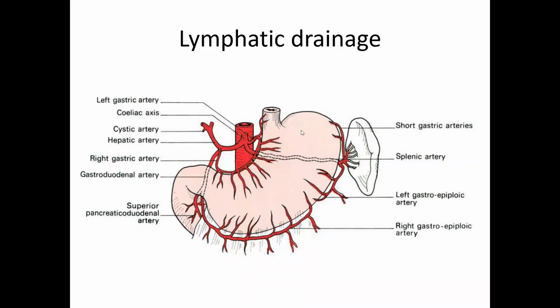So lymphatics will also follow that same way. Those lymphatics which are towards the gastric side will go to the corresponding groups. Those towards the gastroepiploic side will go to the other groups of lymph nodes.